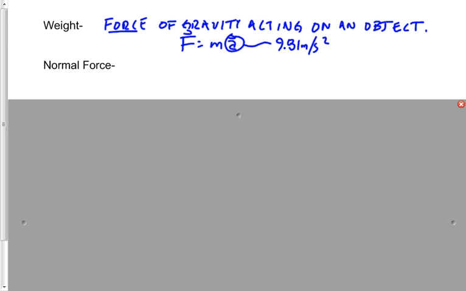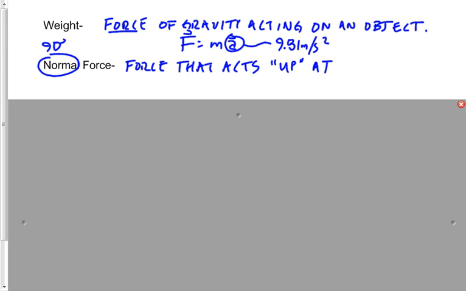Normal, in physics, means 90 degrees. In Physics 30, we're going to talk about something called a normal line, which is not a normal force at all, but it's a line that is at 90 degrees. So normal means 90 degrees. The normal force is the force that acts "up". I'm going to put up in quotation marks because it's not necessarily up. I'll give you an example of when it's not up a little bit later on, but for all intents and purposes, it's usually up. A force that acts up at 90 degrees from the "ground". I'll put ground in quotation marks as well because it's not always the ground.